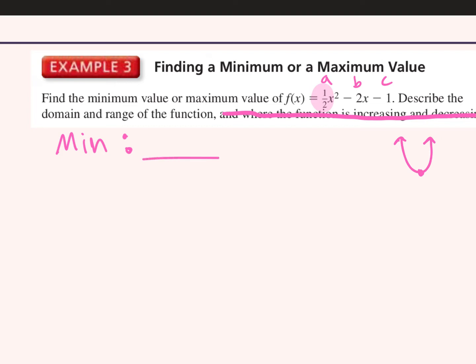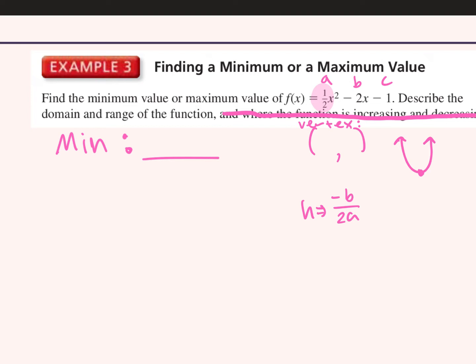Now my minimum is my k value. So I have to figure out what my vertex is before I can actually find my minimum value. How can I find the vertex? We use negative b over 2a to find our h, and then we plug it in to find the k. H is the first number in our vertex, and then k is the second. So the k is what gets repeated in the minimum.